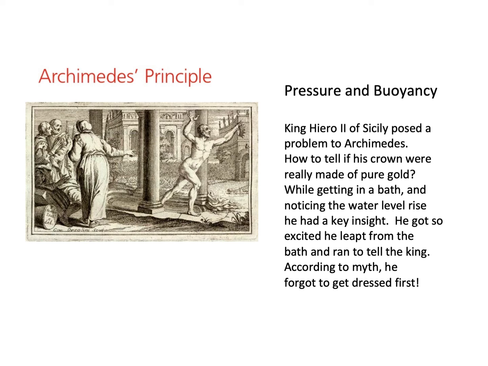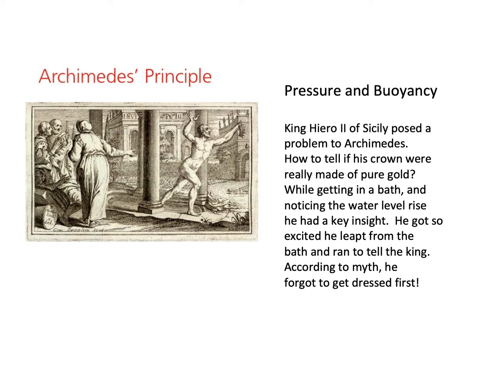Now, the guy who discovered how this principle works is a famous Greek mathematician and scientist named Archimedes. Archimedes came up with a principle to describe how buoyancy works, and that principle is called Archimedes' Principle. Historically, the king of Sicily, where Archimedes lived, King Hiero II, posed a problem to Archimedes. The basic idea was this.